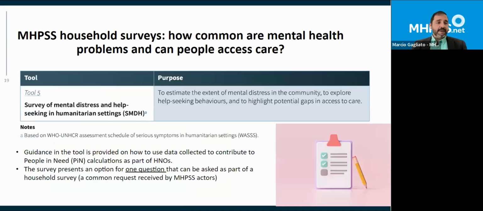There is a dedicated space for MHPSS household surveys, a tool to understand how common mental health problems are and how people are accessing care. This is a tool to support advocacy and programming planning by estimating the extent of mental distress in a community, understanding some of their help-seeking behaviors, and trying to identify gaps in access to care. It offers guidance on how to use the data collected to contribute to an estimate of people in need, the PIN calculation that is so needed and used in humanitarian needs overview documents. Next one, please.